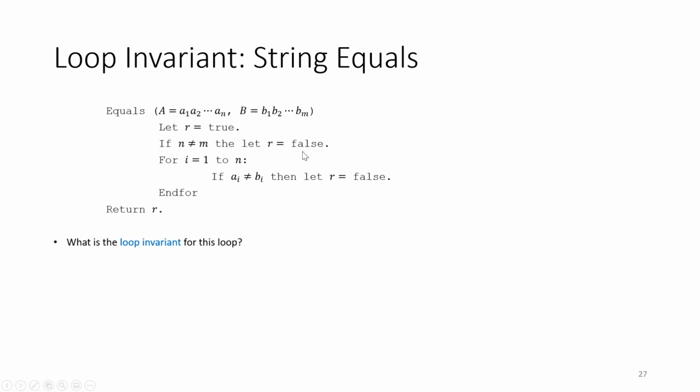So what about the R equals false case? Well, there are some other properties that may be true. R equals false means either we know that n is not equal to m, maybe before the loop even happened we flipped it off, or somewhere along the way in one of our iterations we found a mismatch and we flipped it false. That's a complicated statement because it has a bunch of different pieces: the part about them being of different length, and the part about them having a mismatch.